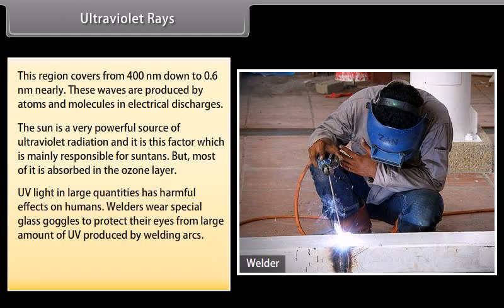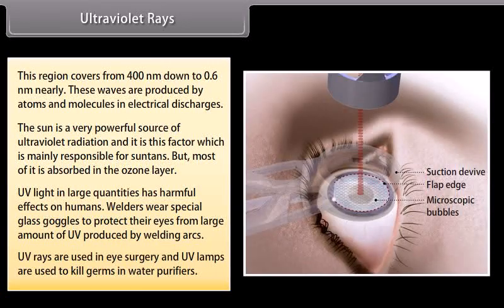UV light in large quantities has harmful effects on humans. Welders wear special glass goggles to protect their eyes from large amount of UV produced by welding arcs. UV rays are used in eye surgery, and UV lamps are used to kill germs in water purifiers.